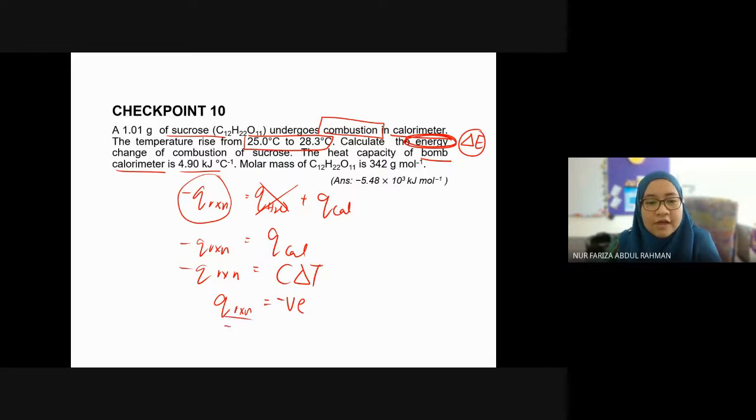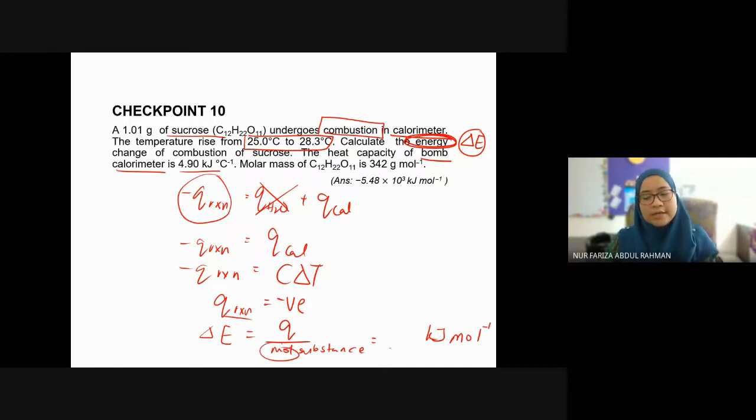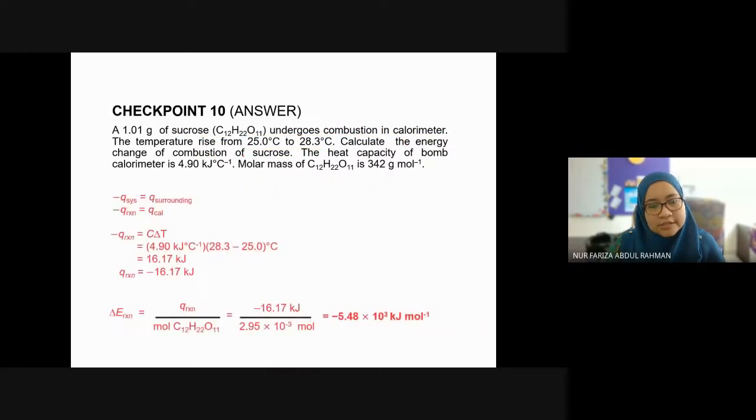Don't forget that you have to find out the delta E. So the delta E is equal to Q over the mole of the substance. And by right, you should get kJ per mole, because you divide the value with mole. After all, the heat capacity is given in kJ per degree Celsius. It's already in kJ. So this is the answer.